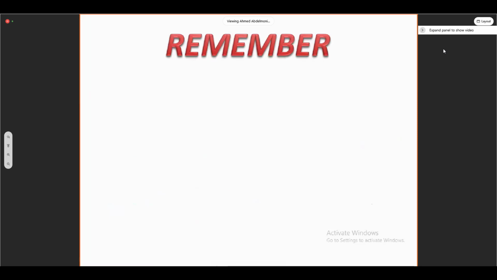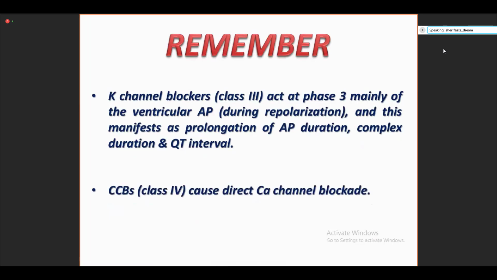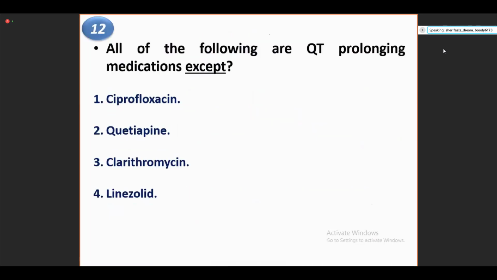Let's remind ourselves that class 1 antiarrhythmics act on the sodium channel, so they are sodium channel blockers. Class 2 are beta blockers acting on the beta receptors. Class 3 are potassium channel blockers acting on phase 3, and calcium channel blockers or class 4 act on the calcium channels, and then the miscellaneous class 5. All of the following are QT prolonging medications, except which one of them is not a QT prolonging medication?